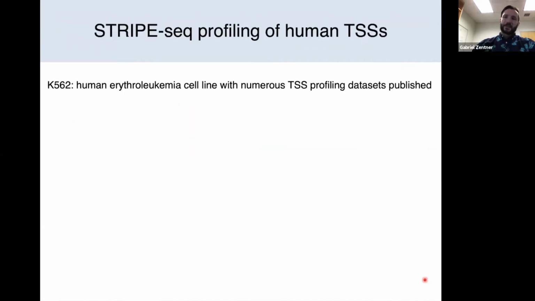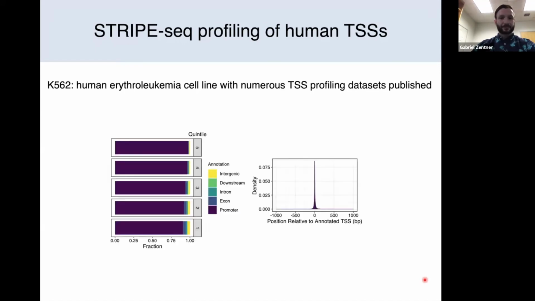So that's all well and good in budding yeast, which has a relatively small transcriptome. So of course we wanted to see if our method would work in a much more complex transcriptome, and so looked at STRIPE-seq in the K562 erythroleukemia cell line. It's a very commonly used cell line, and folks have done a comprehensive comparison of TSS mapping methods in these cells. So I'll take you through a few of the quality controls we did.